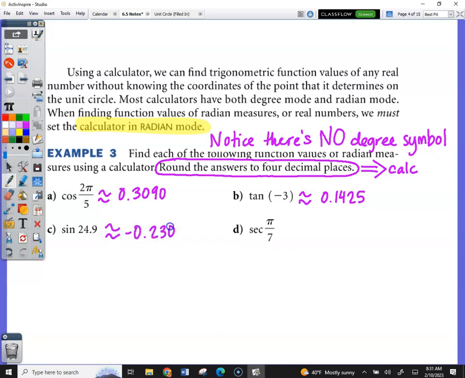When you get to D, you've got to go back to like 6.1 or 6.2 lesson, and remember, you don't have a secant button. So the secant of pi over 7 is going to be the same as 1 over the cosine of pi over 7, and that's what you would type in your calculator.